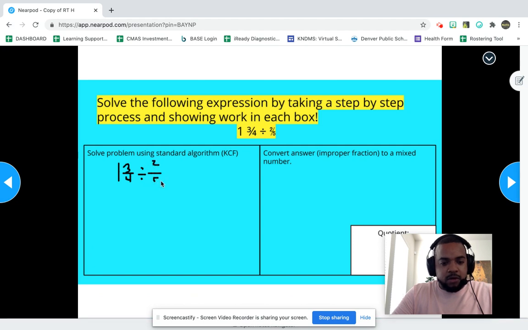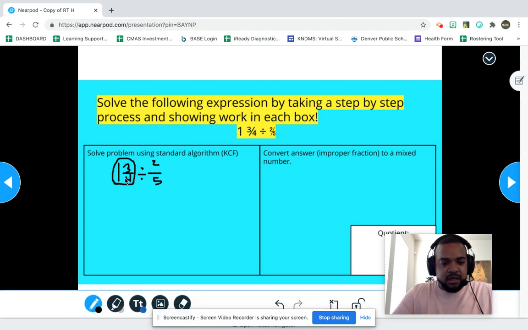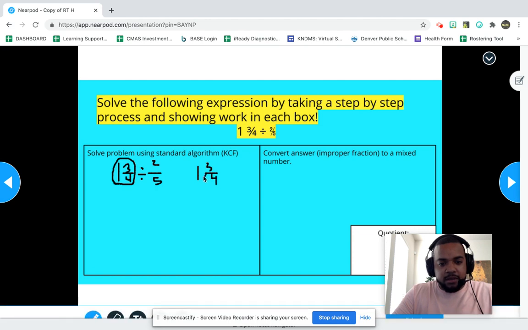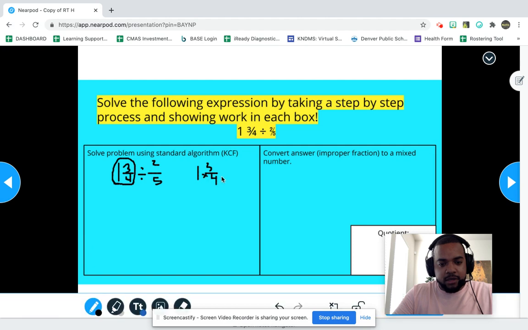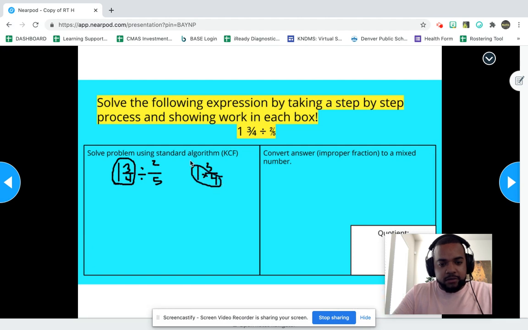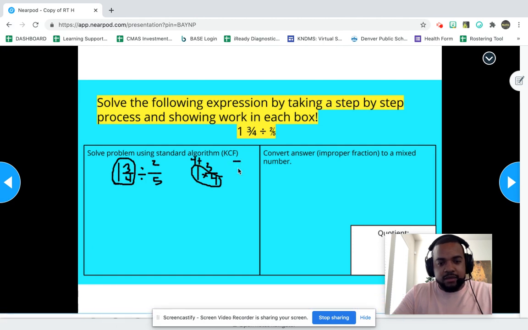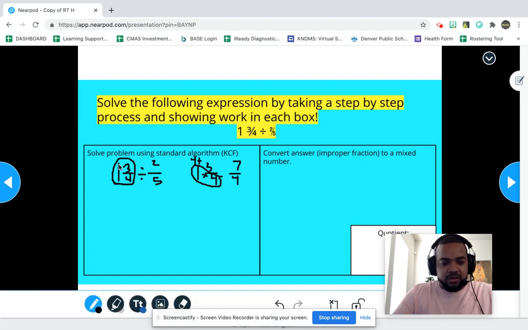2/5. What I want to remember is that I cannot do my standard algorithm if I have a mixed number. So I'm going to go ahead and convert this. I'm going to do it here on the side. I can do that by multiplying my denominator times my whole number. So I got 4 times 1. That's 4. Then adding that to my numerator, which is 3. So 4 plus 3 is 7. Keep my denominator the same. Perfect. So now this 1 3/4 is actually just 7/4.